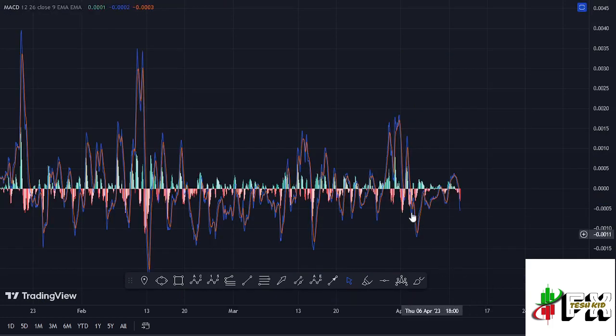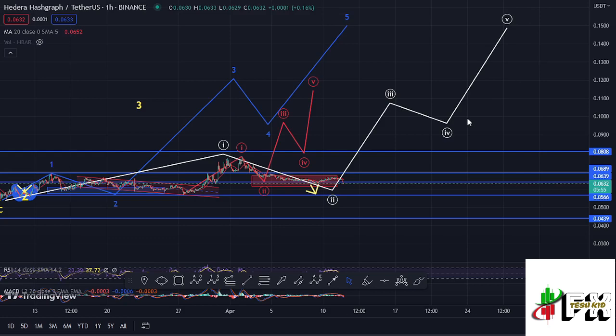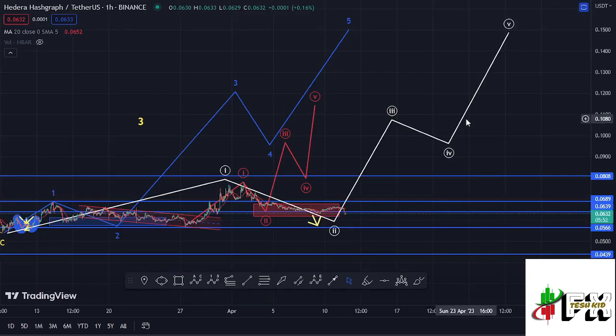Also taking a look at the MACD, we have been able to print a bearish cross. So let's be patient and see how that plays out, and I'll be keeping you updated.